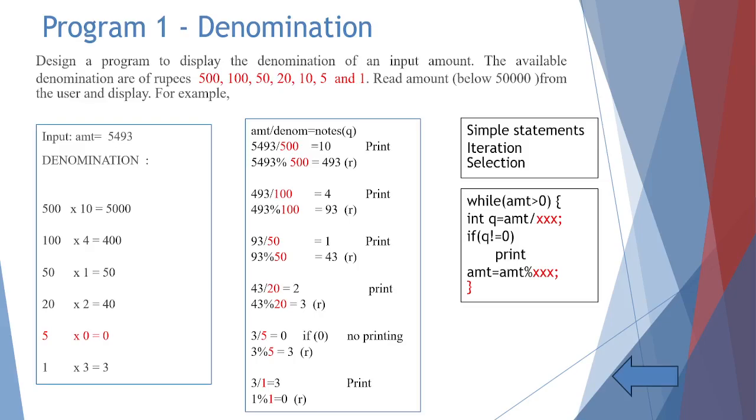So this calls for an array because we know the denominations in advance: 500, 100, 50, 20. So an array is required. This is how we have to think. Then convert it into a program.